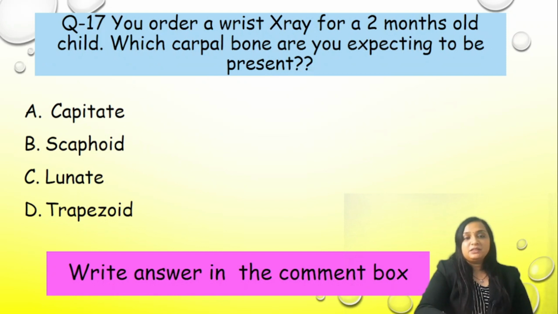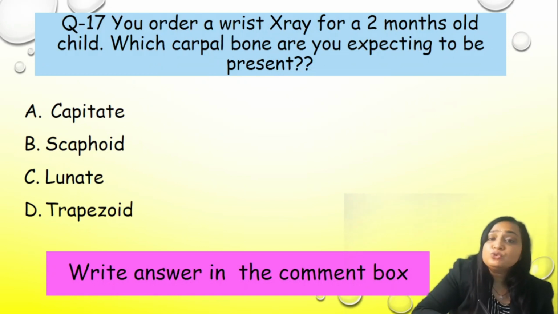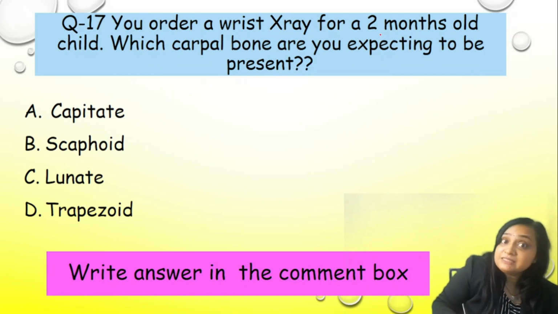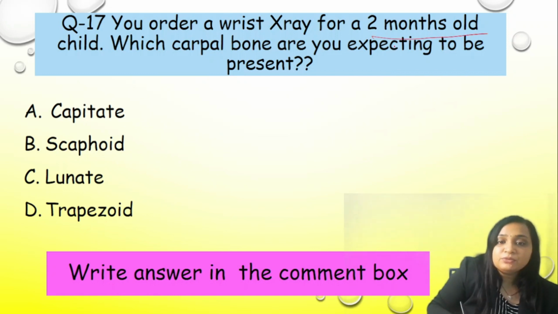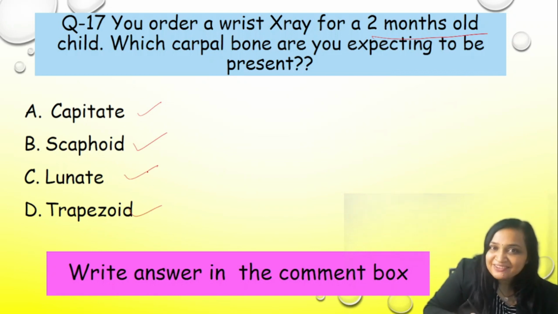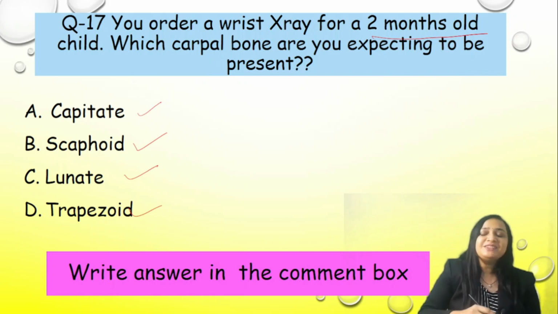Question number 17. You order a wrist X-ray for a 2 months old child. Read this carefully. It is a 2 months old child. Which carpal bones are you expecting to be present? A. capitate, B. scaphoid, C. lunate, or D. trapezoid. I think with my trick you will be able to answer this question quickly as well as easily.